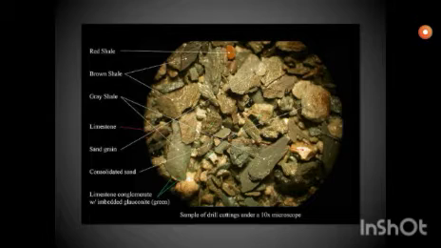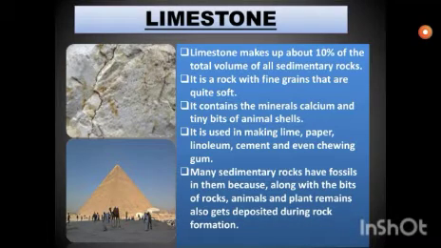There is also limestone, as you can see the arrow marks, that is also consolidated sand and the limestone. So this is the example of sedimentary rock. Limestone. Limestone makes up about 10% of the total volume of the sedimentary rocks. It is a rock with fine grains that are quite soft. It contains the minerals calcium and tiny bits of animal shells. It is used in making lime, paper, linoleum, cement, and even chewing gum.